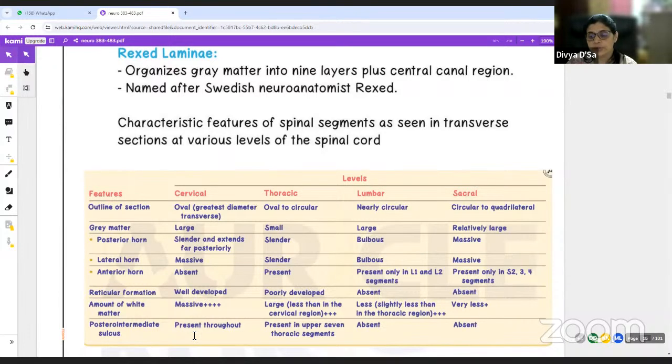Then you should know what we mean by Rexed lamellae. Rexed lamellae organize the gray matter into 9 layers plus the central canal region. It is named after the Swedish neuroanatomist Rexed.